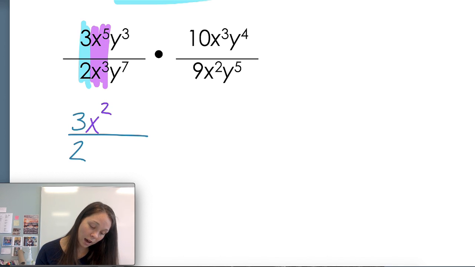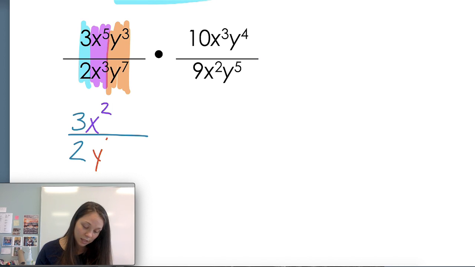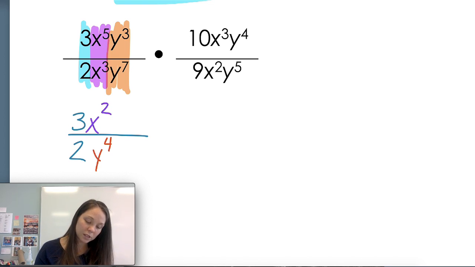Next, I have y to the power of 3 divided by y to the power of 7. The difference between 3 and 7 is 4. Now, the larger exponent was in the denominator, so I'm going to take the difference between those exponents, and that's going to go in the denominator where the original larger exponent was located. So now that I've simplified this first fraction, let's go on to the second one.